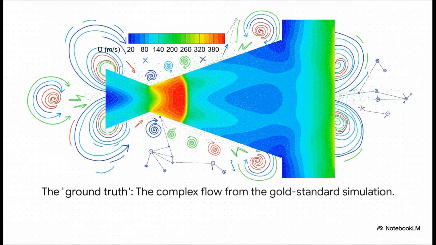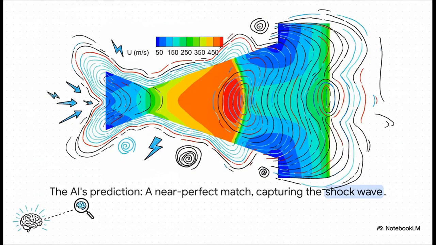All right, now for the main event. What you're looking at here is the ground truth. This is that incredibly complex real-world flow inside the micro-nozzle we've been talking about. This is our target. This is what we need the AI to predict. And here's the AI's prediction. I mean, just look at that. It's a near-perfect match. It's not just getting the general shape right, it's capturing the location, the intensity, and all those sharp, really difficult-to-predict details of the shockwave with incredible precision.